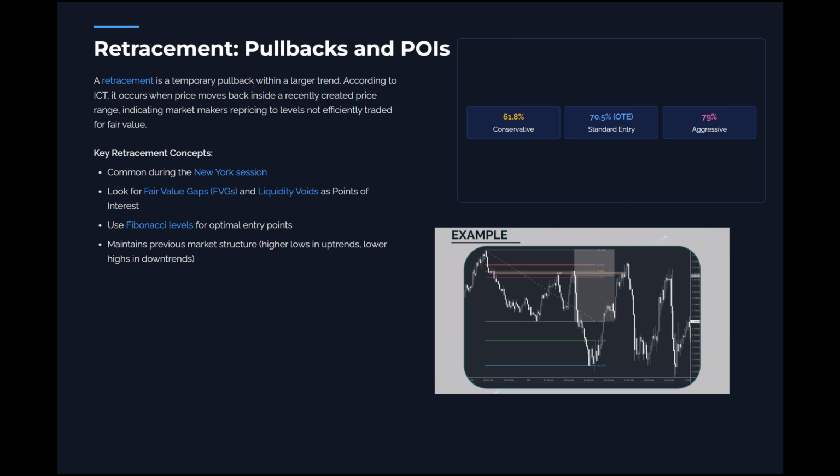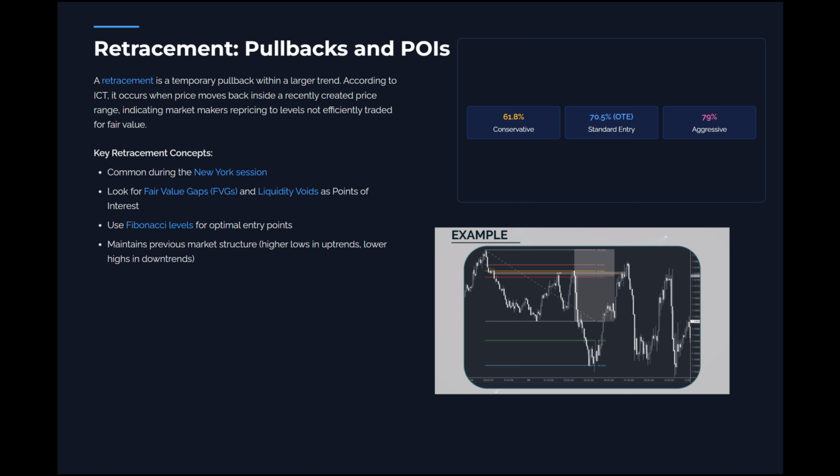Now, here's what the institutions are doing during retracements. They're looking for better prices to add to their positions. It's like getting a discount at your favorite store. They want to buy more at a better price. During retracements, we look for what we call POIs, points of interest. These are specific levels where institutions are likely to step back in and continue pushing the market in the main direction.